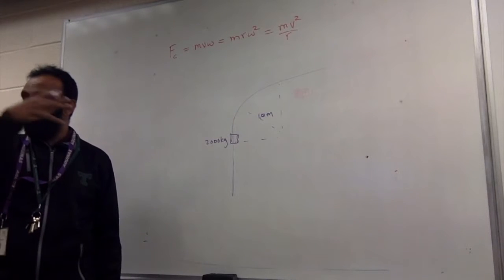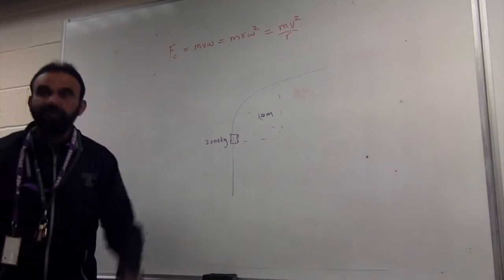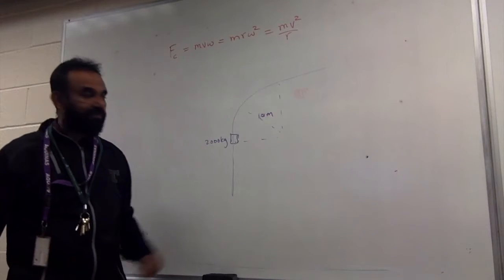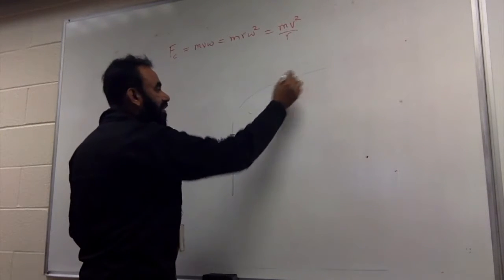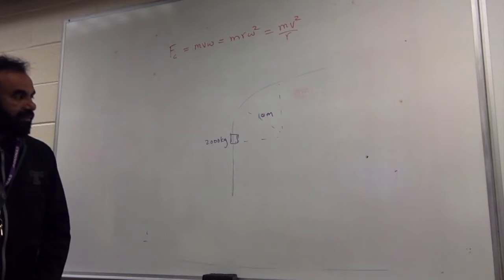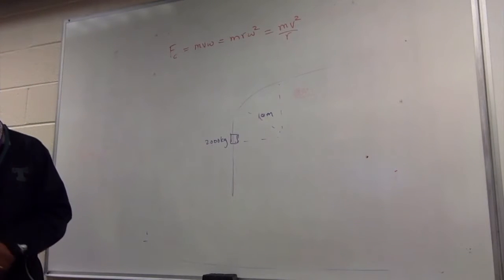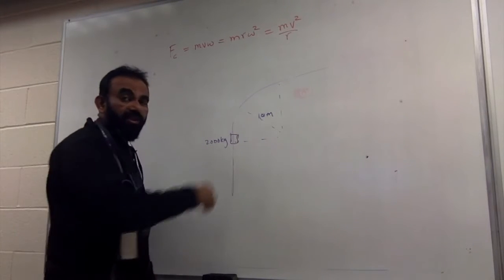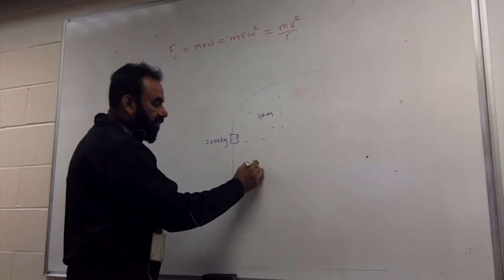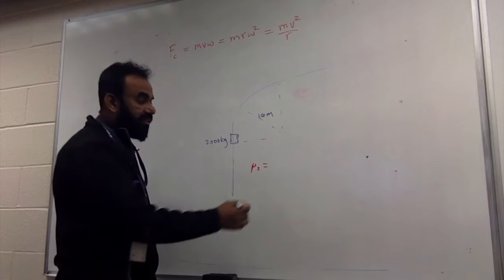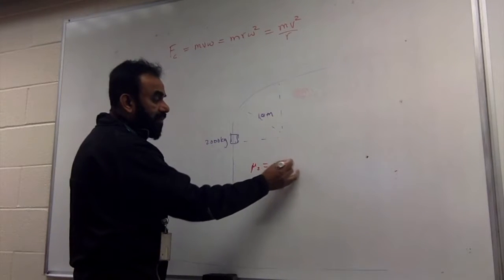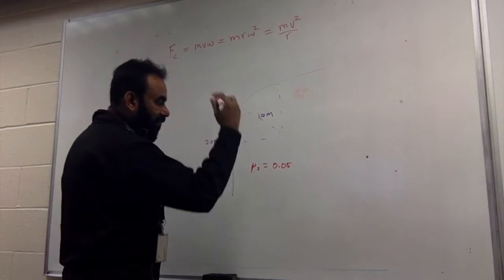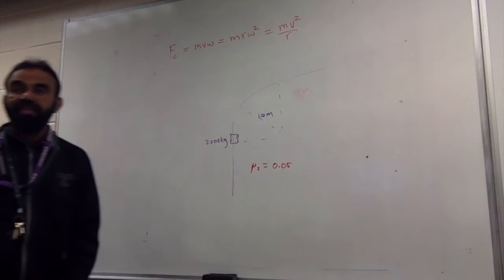Now this is the top view. You're looking from up there. A 2,000 kilogram car is trying to take a 10 meter radius turn. And the coefficient of static friction between the road and the tires is pretty small because of the current conditions, right? 0.05 coefficient of static friction.